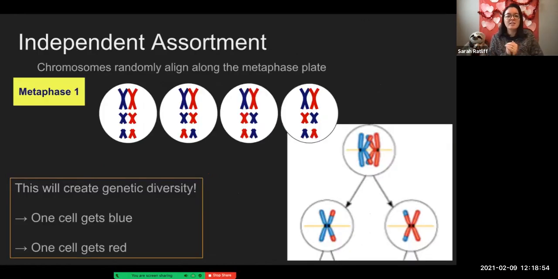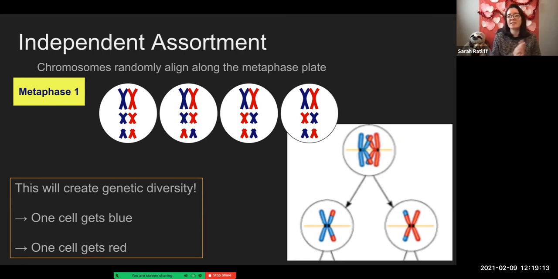And this is called independent assortment. They are sorting themselves on that metaphase plate, independent of one another. They're not just sitting there thinking, oh, shoot, that one right there is red, so I should probably go on this side. No, they can't think. They're just chromosomes. However they line up along that metaphase plate is totally random.